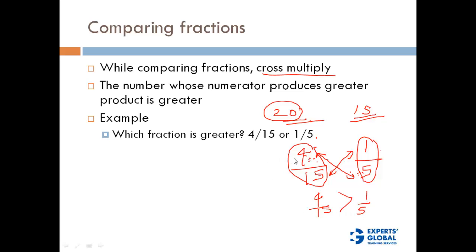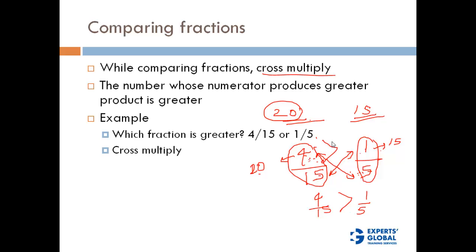So once again, what we do is we cross multiply. We write the products next to the numerators. So 4 into 5 is 20, 15 into 1 is 15. Now 20 is higher, so we just put this sign, right? So you don't even have to think about which numerator was used. If you write the product next to the numerator, it will always help you, right?